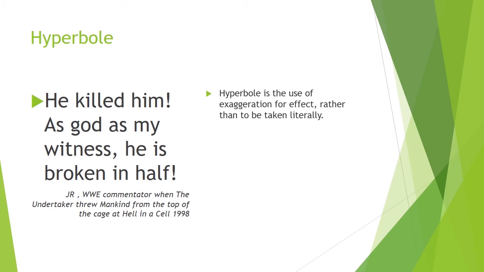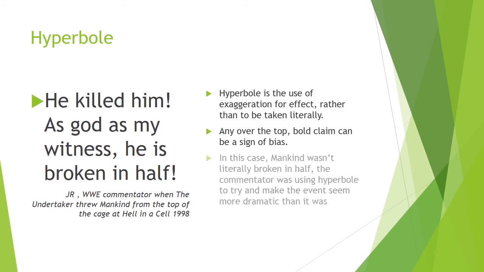The dude's not actually dead, he is not actually split in half. But hyperbole is the use of extreme exaggeration for effect. So they're trying to use this over-the-top, bold claim to exacerbate and exaggerate how dramatic this event is. I mean, don't get me wrong, the dude's just been thrown off a 30-foot tall cage. That's pretty extreme. But hyperbole is using an excessive description to try and make the event seem more awesome. So that would be an example of bias.